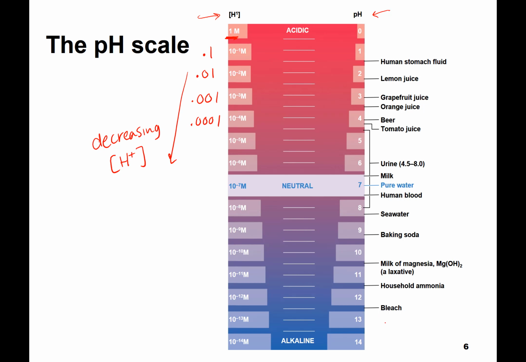And we're increasing the pH value. So a pH of 12, very basic, has 0.01 molar H+. Not a whole heck of a lot. So as the pH value increases, the H+ concentration decreases. So these are inversely proportional numbers.